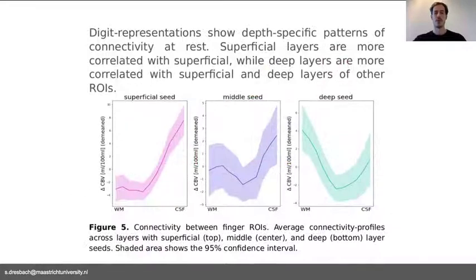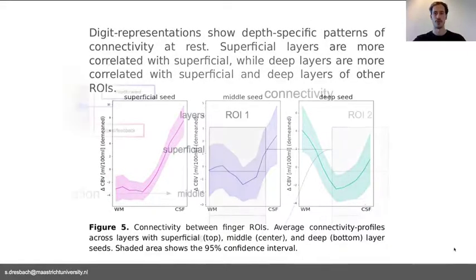Coming to the final results in figure 5, we see that superficial layers show highest correlations with superficial layers, here in pink. Deep layers, in mint, show a U-shaped pattern of connectivity with other ROIs. We see increased connectivity with deep and superficial layers. Overall, middle layers show the weakest correlations and do not show clear patterns as the other two.